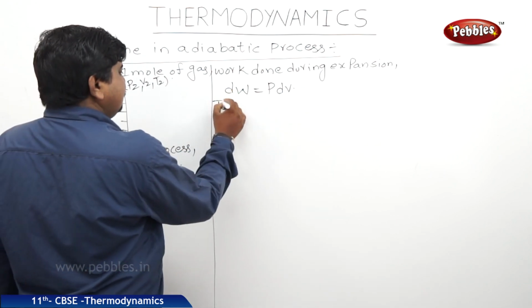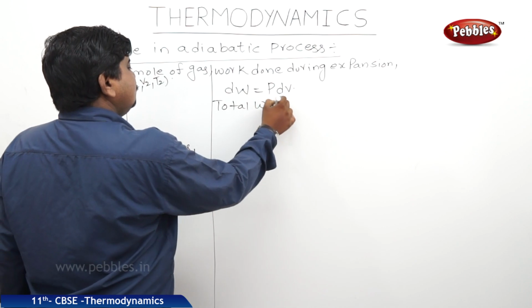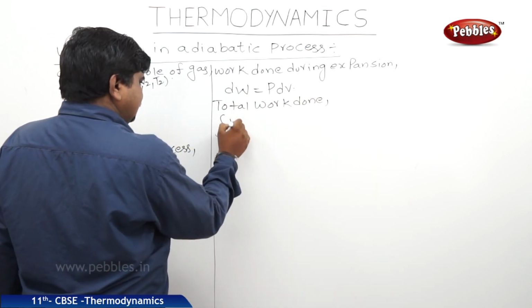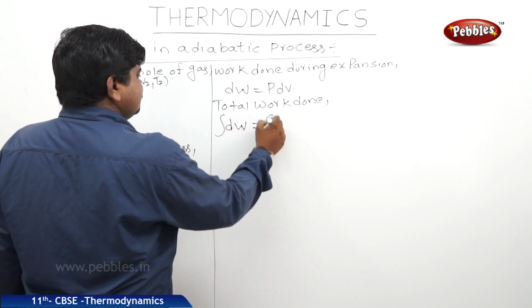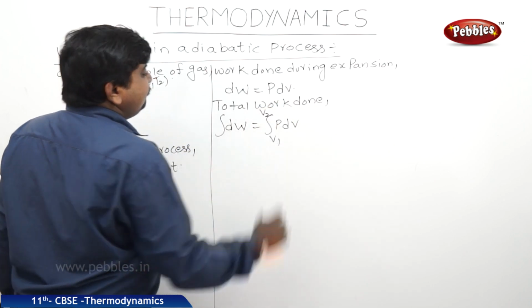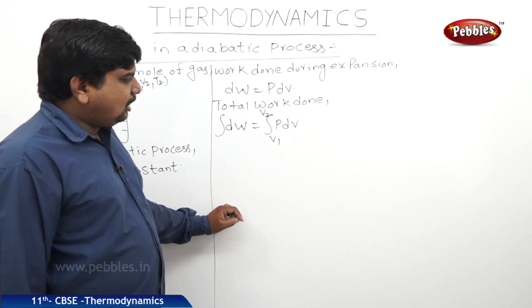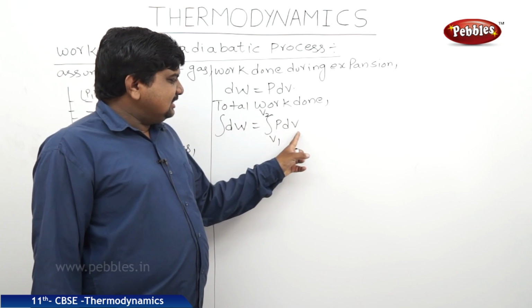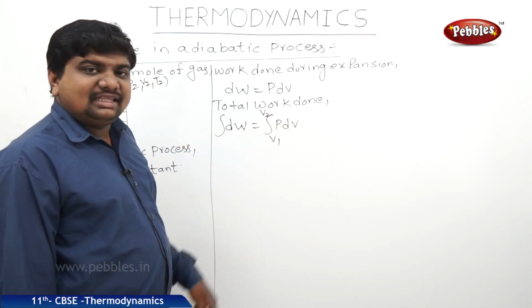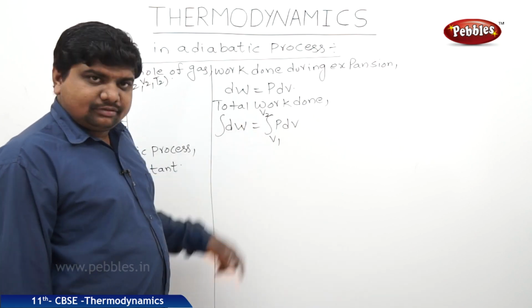But the total work done is equal to integral dW is equal to integral P dV from the limits of volume V1 to V2. Why are we applying the volumes as the limit? Because the expression itself says that change in volume is there. That's why to represent that we are applying the limits of volume from V1 to V2.